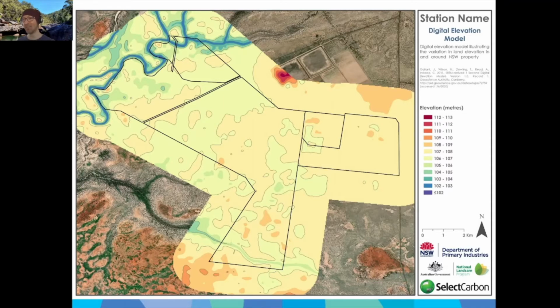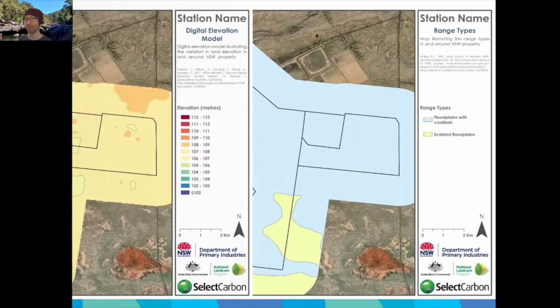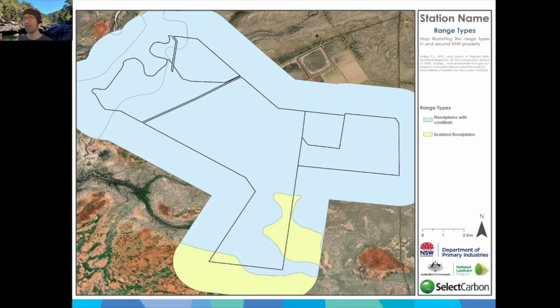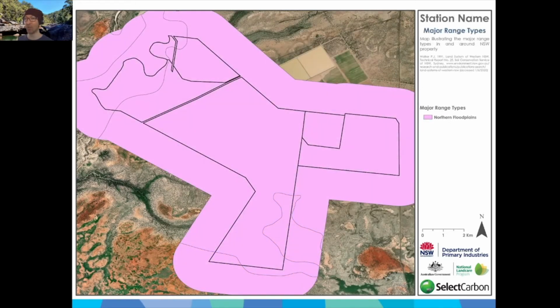Next, we have the digital elevation map. Use this map to have a think about the flow of water and nutrients around your landscape. Think about where there are ridges and how you might treat them differently to alluvial flats. Next, we have the range type and major range type maps. These maps can be helpful when comparing your property to a neighbour's or if you own multiple properties. They'll give you a chance to compare apples to apples and floodplains to floodplains.